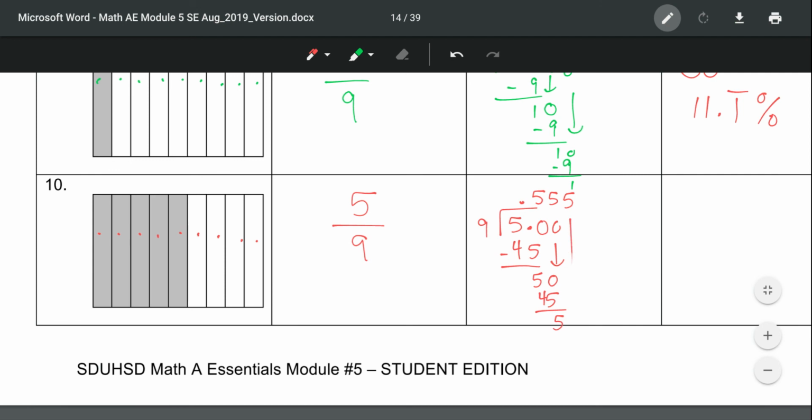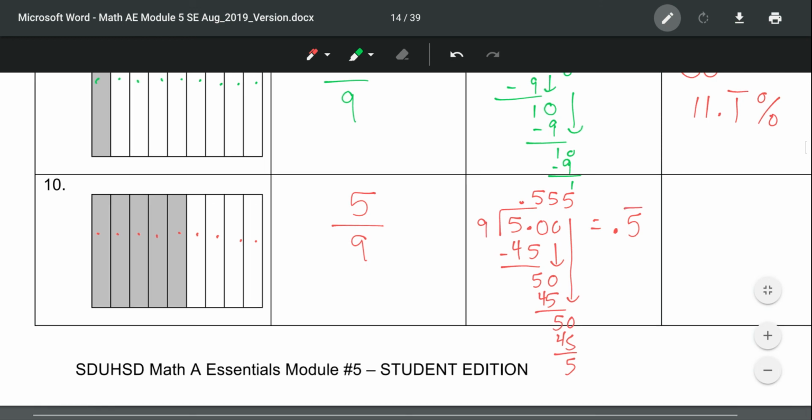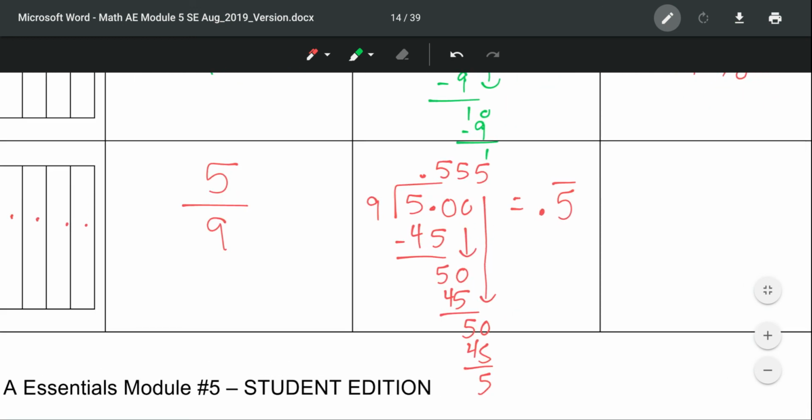So it just keeps going. Okay, so that means 5/9 would be 0.5 repeating. To convert this into a percent, I would just write it out with a couple of 5s. Remember that keeps going, and then you move the decimal 2 places to the right. So you'd have 55.5 repeating percent.